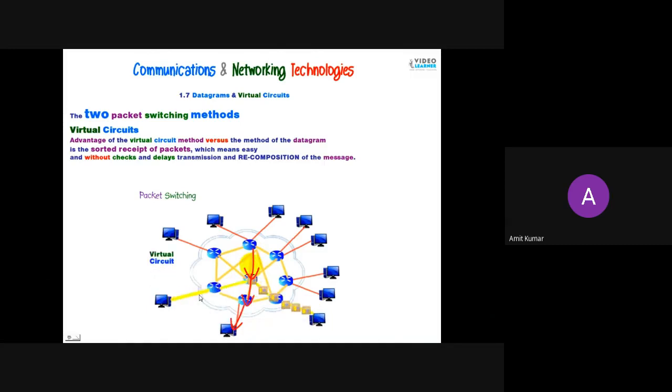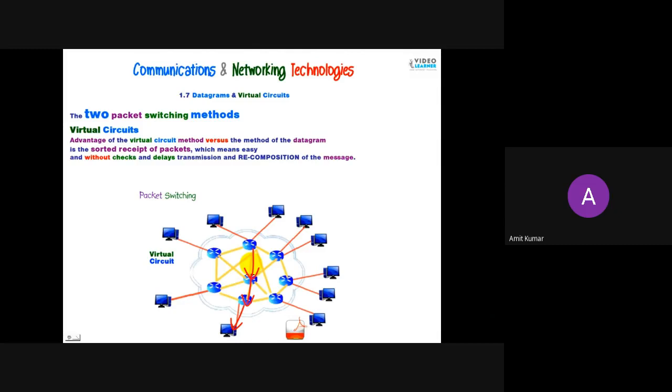So first thing, what will happen? Breaking of message in small parts. Then you need to select a particular path which is having the minimum delay and the maximum efficiency. Then he will send all the packets to that path. That is your virtual circuit.